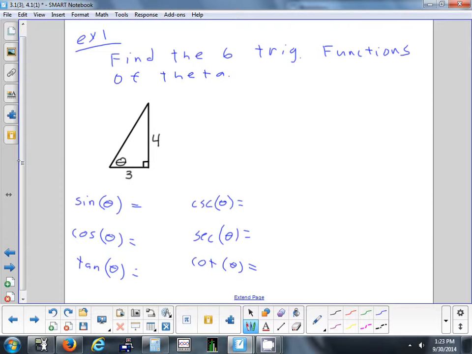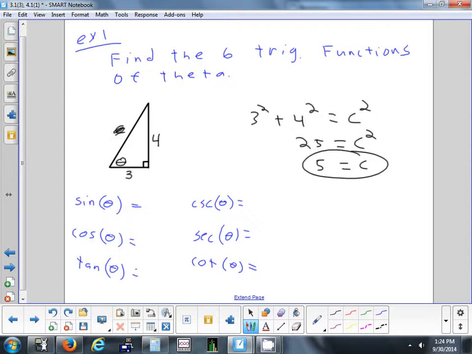Do the Pythagorean theorem. 3 squared plus 4 squared, if you call your hypotenuse c, equals c squared. Okay, 3 squared is how much? 9. And 4 squared? And what's 9 plus 16? 25. So what would c be? 5. Okay. Now we know what that is. Now we can fill these in.